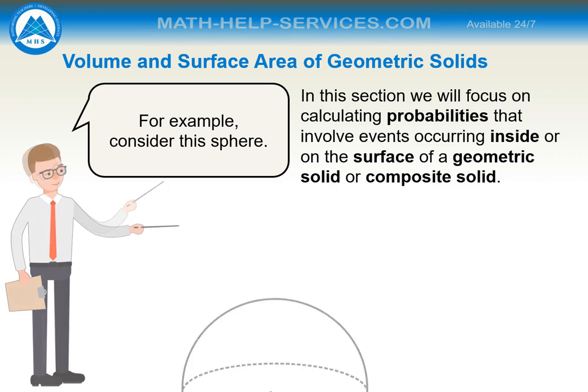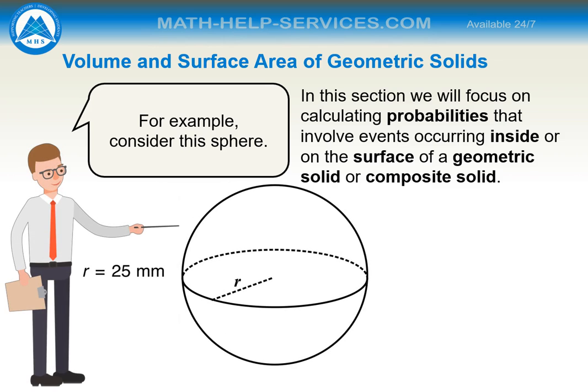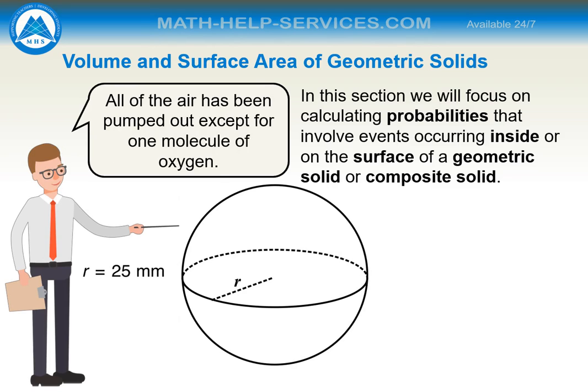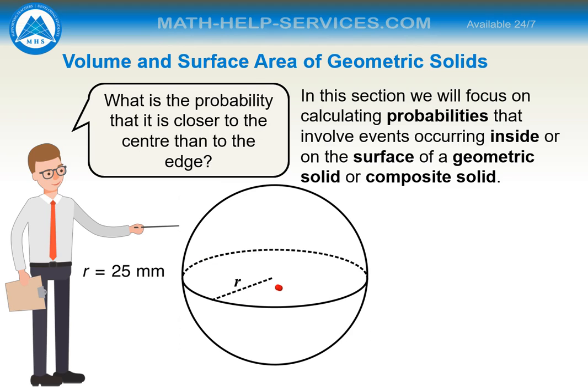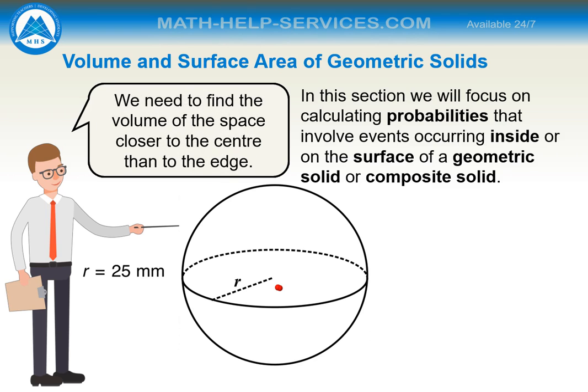For example, consider this sphere. Notice the radius is 25 millimeters. All of the air has been pumped out except for one molecule of oxygen. The oxygen molecule is equally likely to be in any part of the sphere at a given moment. What is the probability that it is closer to the center than to the edge?